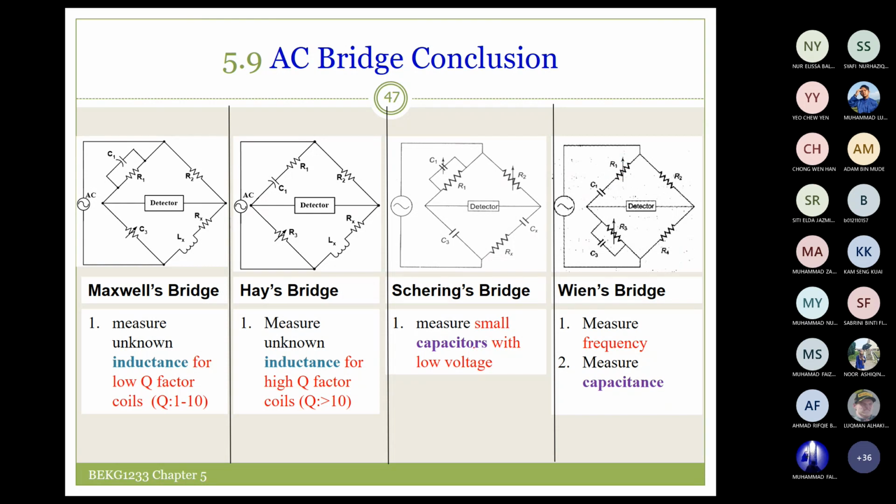So for the Maxwell bridge, as mentioned before, we want to measure the unknown inductance Lx and the Rx here. For the Hay bridge, we also want to find the Rx and Lx, but this one is for the high Q factor coil. And for the Schering bridge, we want to measure the C3.